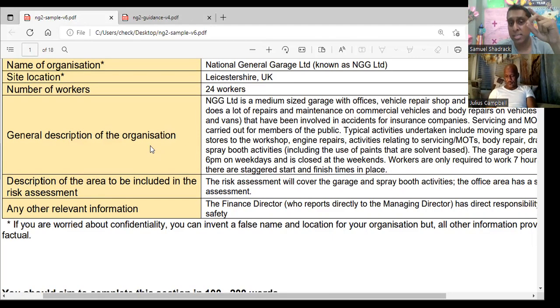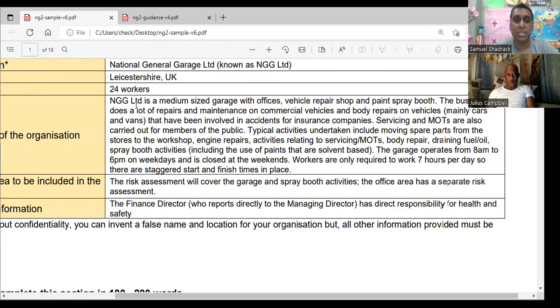Remember what we're supposed to say: service provided or products manufactured, we're supposed to see inside, right? So, vehicle repair shops and payments on commercial vehicles and body repairs on vehicles, accidents for insurance companies. So there you have your one-time garage with office, vehicle. They even said the function, and maintenance are also carried out from members. That's like the function there, right?